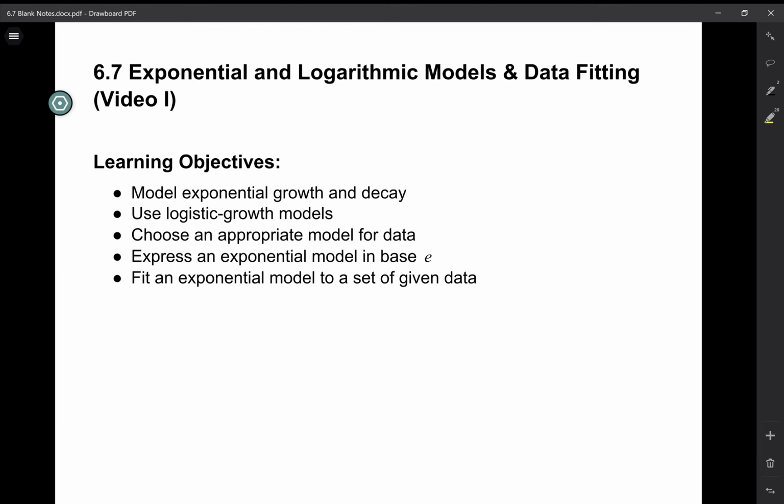Welcome to video 1 for section 6.7, where we'll be dealing with exponential and logarithmic models and some data fitting. So we're going to practice modeling exponential growth and decay. We're going to talk about logistic growth models, and then we're going to look at how to choose an appropriate model, express an exponential model with base e, and fit a model to data.